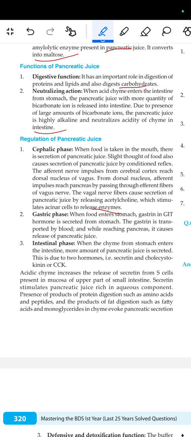Gastric phase. When food enters the stomach, gastrin, a GIT hormone, is secreted from the stomach. The gastrin is transported by the blood and while reaching the pancreas, it causes the release of the pancreatic juice.